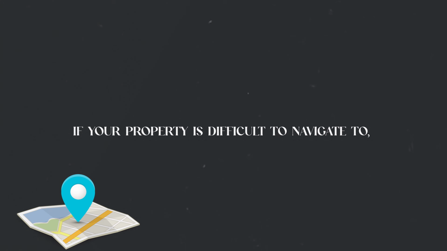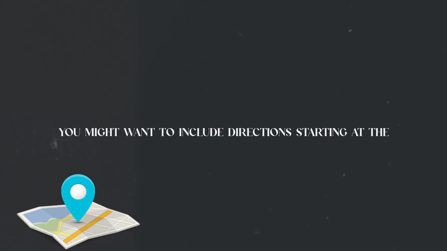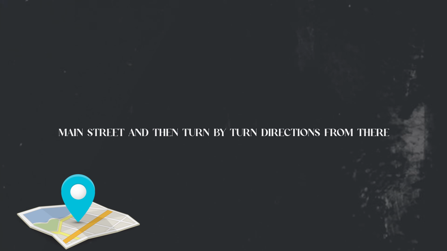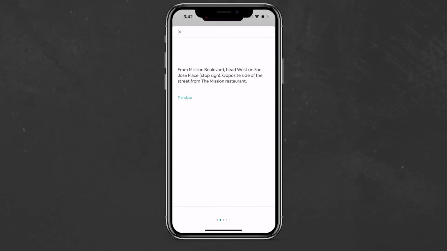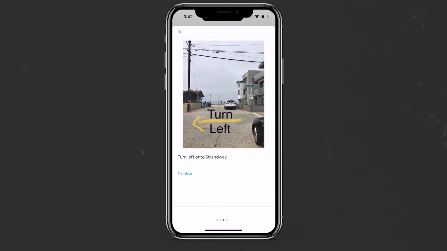There are a few things that you'll want to keep in mind when you're creating these. The first is that if your property is difficult to navigate to, you might want to include directions starting at the main street and then turn-by-turn directions from there. This is what we have for our property in San Diego, which is accessed from an unmarked alleyway at the back of the property.